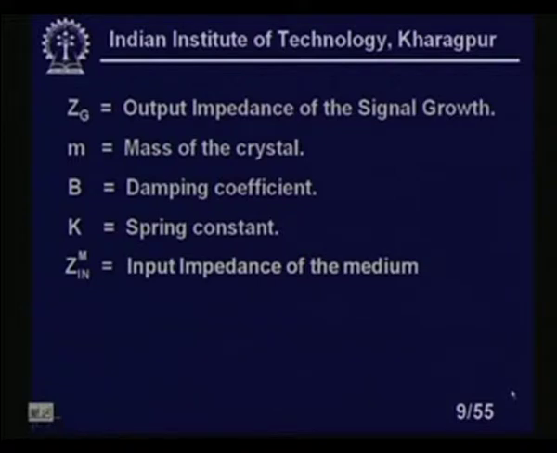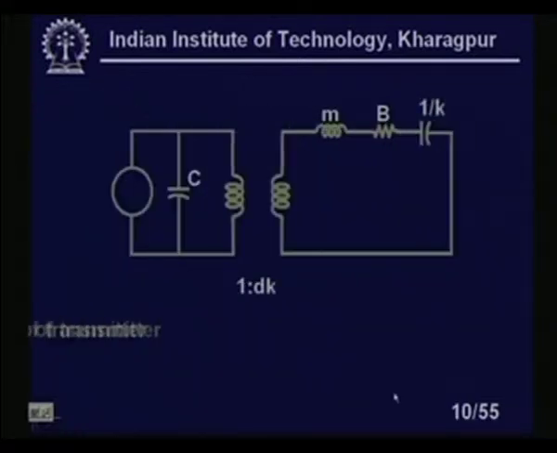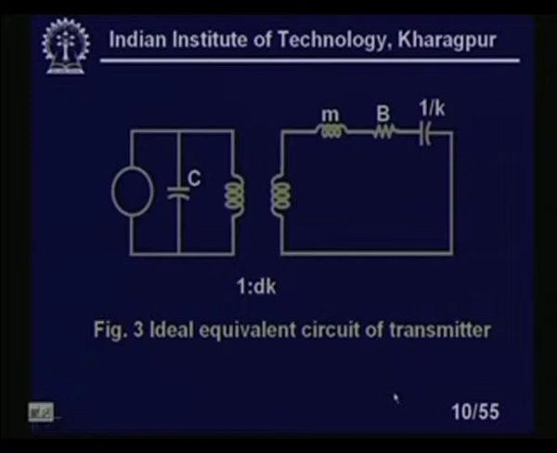Zm In is the input impedance of the medium, and X dot is the velocity. Ideally we can always assume that Zg equal to 0 and Zm In equal to 0, that means the output impedance of the signal generator is 0 and the input impedance of the medium is also 0. So the ideal equivalent circuit of the transmitter looks like this, right.